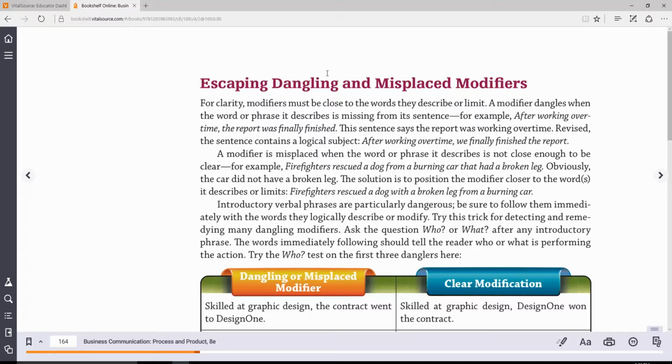For clarity, modifiers must be close to the words they describe or limit. A modifier dangles when the word or phrase it describes is missing. For example: after working overtime, the report was finally finished. The sentence says the report was working overtime. It reads like the report is working overtime. Revise so the sentence contains a logical subject: after working overtime, we finally finished the report.